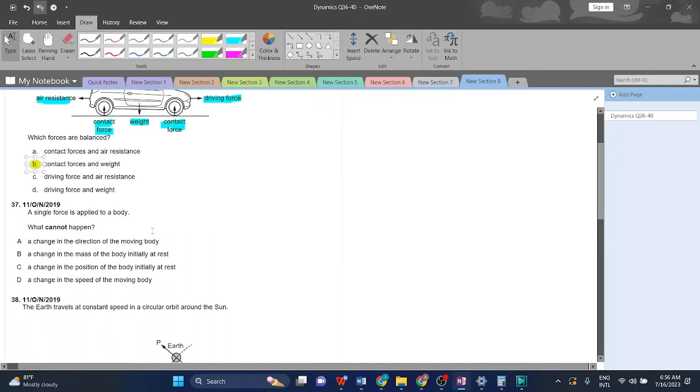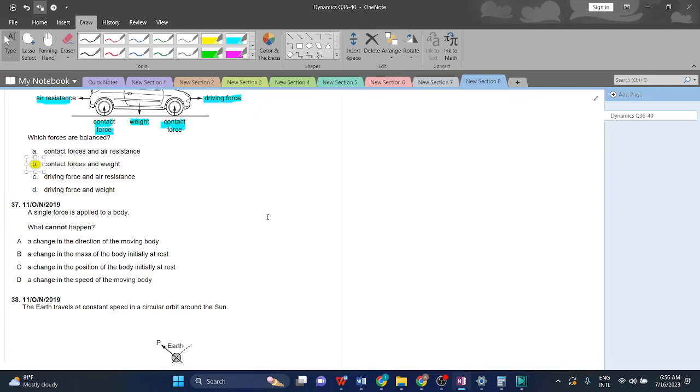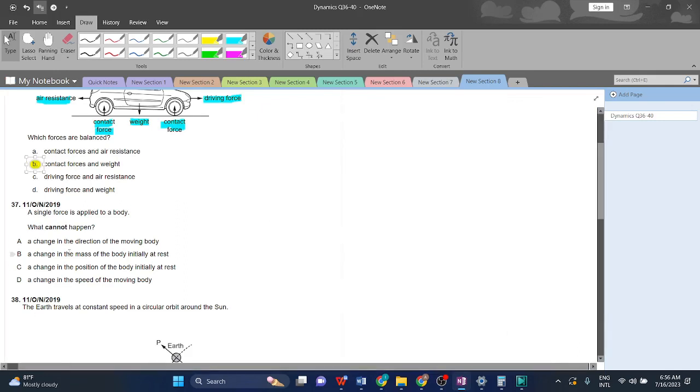Question 37. A single force is applied to a body. What cannot happen? A. A change in the direction of the moving body. अच्छा, अगर एक गाड़ी आ रही है and साइड से आके एक और गाड़ी लगे, which is a force, the car will change directions. B. A change in the mass of the body initially at rest. A mass of a body cannot be changed, so I think that's the right answer.